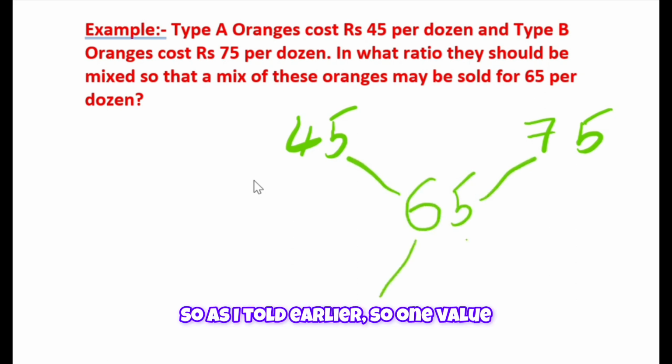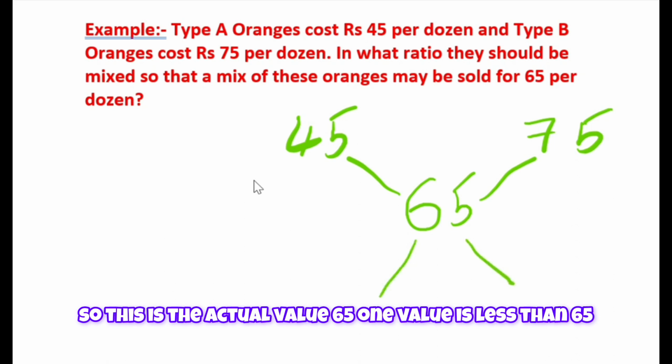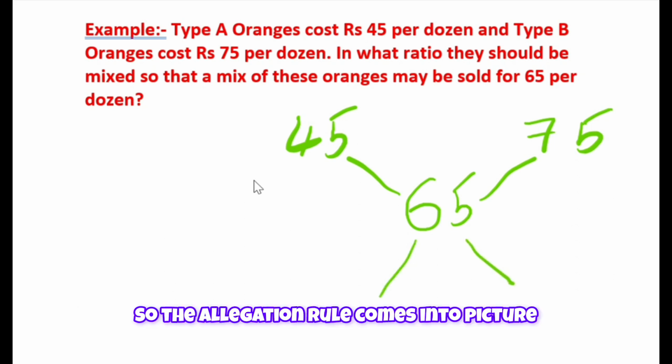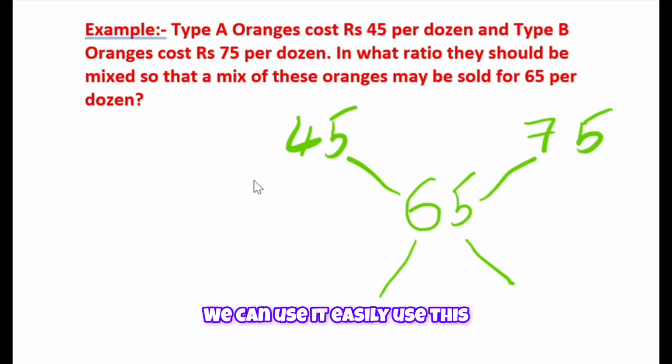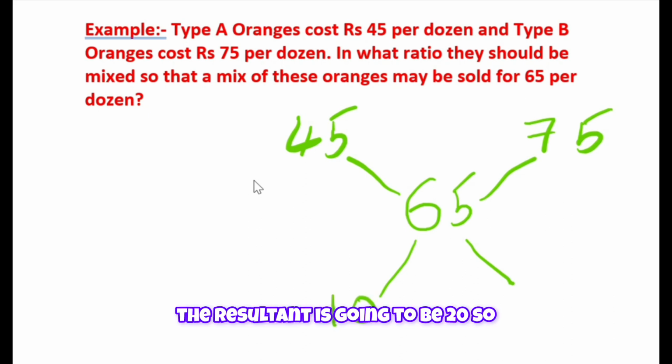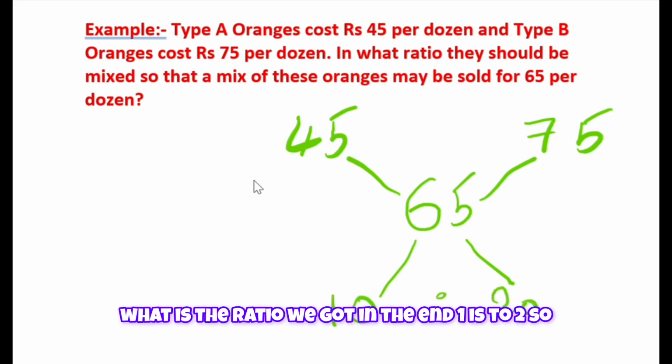As I told you earlier, the actual value is 65, one value is less than 65 and one value is more. So the alligation rule comes into the picture. If you subtract 75 minus 65, the result is 10. If you subtract 65 minus 45, the result is 20. So what ratio did we get in the end? 1:2.